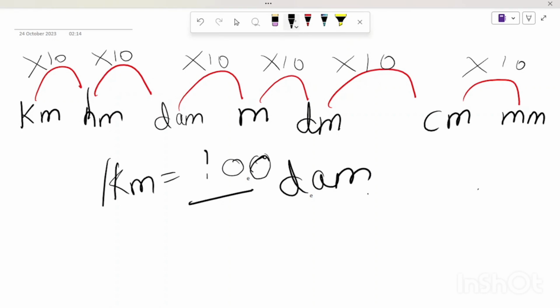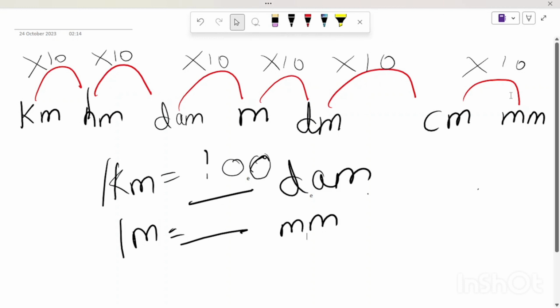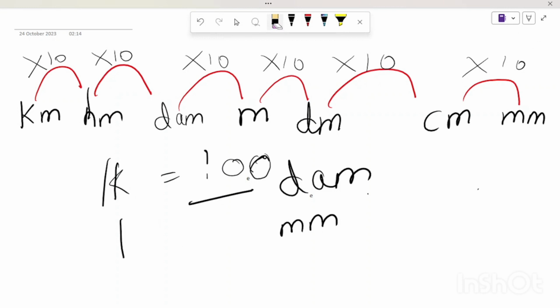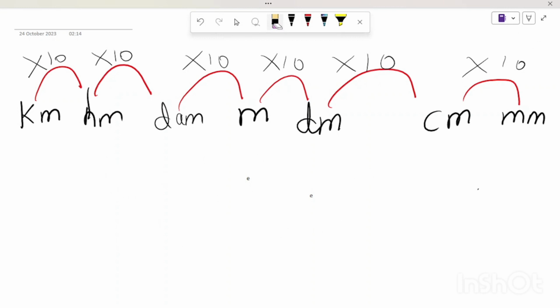Now if we are having a question as to how much is 1 meter in terms of millimeter, we will see how many jumps there are from meter to millimeter: 1, 2, and 3. So we are going to write 1 with 3 zeros, not 100, 1000 millimeter. Now, what happens when this is done in the reverse way? Let us check it out.